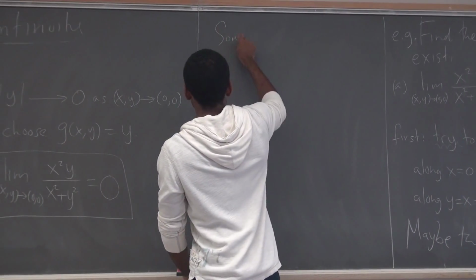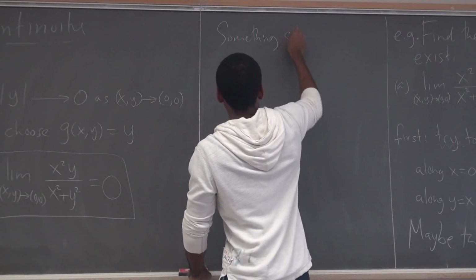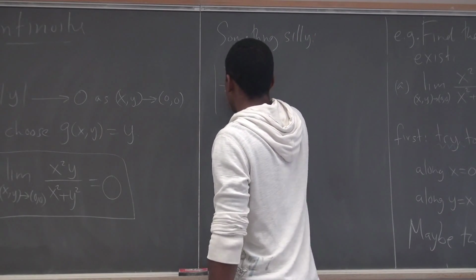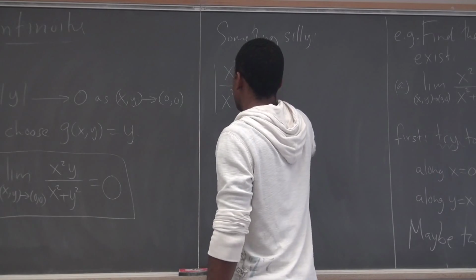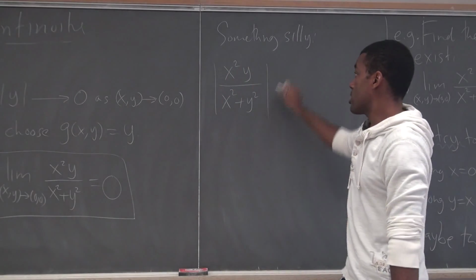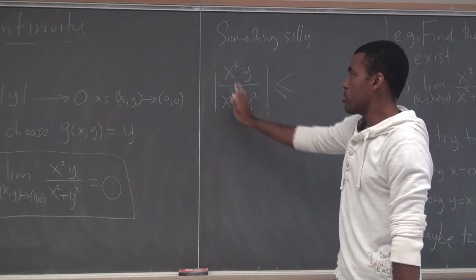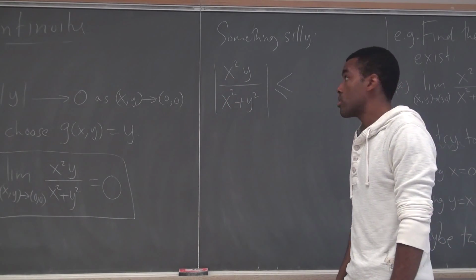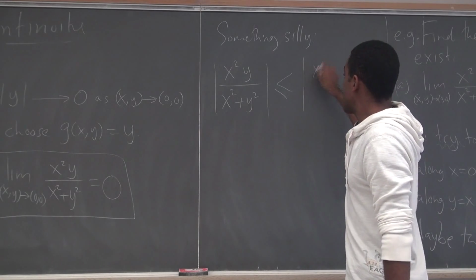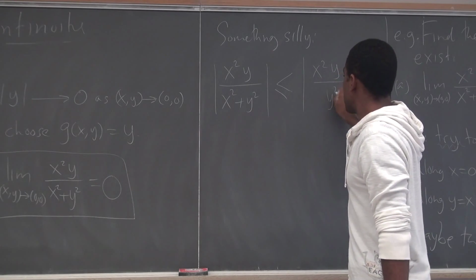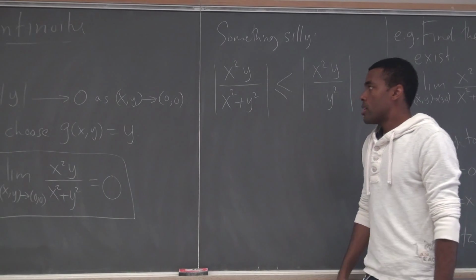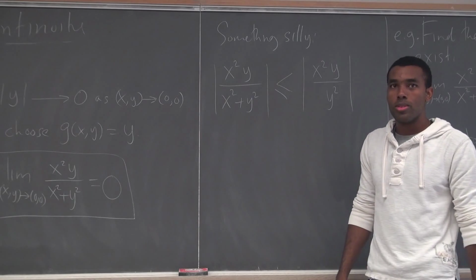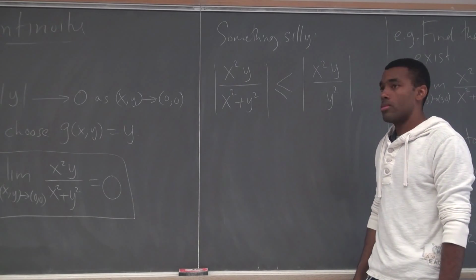Something silly. I have this, x squared y over x squared plus y squared. Notice that this is also less than or equal to... I could have subtracted x squared from the denominator, right? I'd still get something bigger, right? I could have said this is that, right? Now why would getting rid of x squared be silly when getting rid of y squared was actually a smart move? Because now you have the function x squared over y.